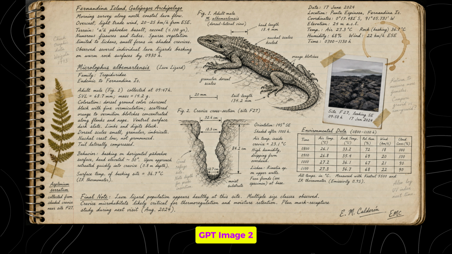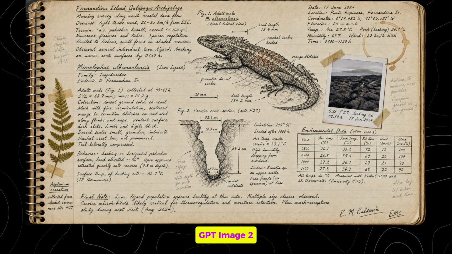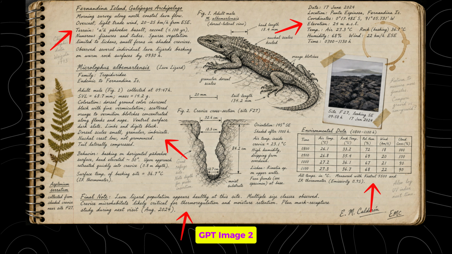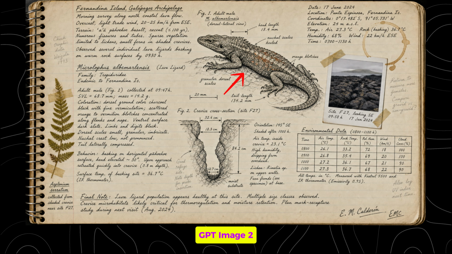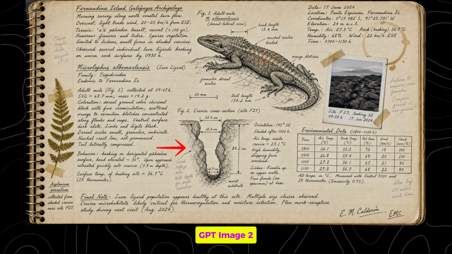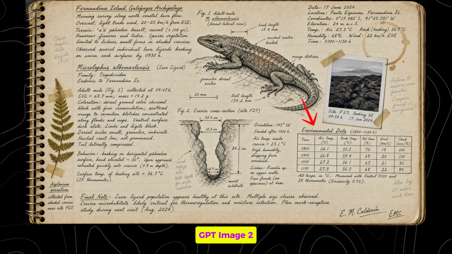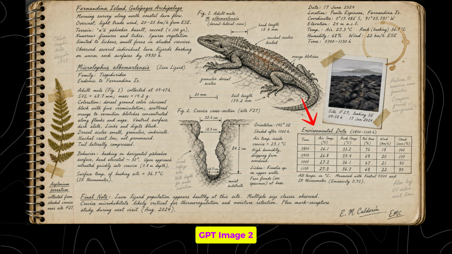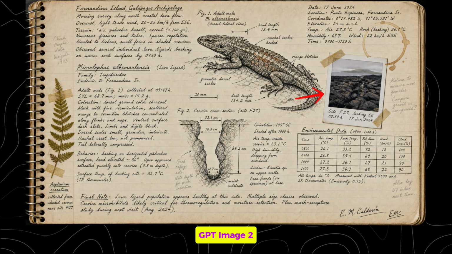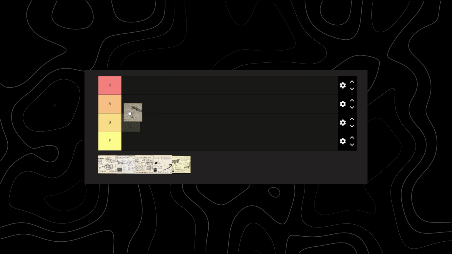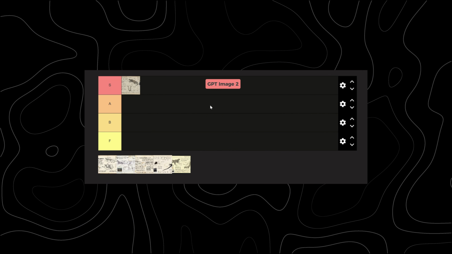Let's look at the GPT Image 2 result. It's the most polished and detailed image. The handwriting is consistent and fully legible. The scientific illustration is highly accurate with clean anatomical labels. The crevice cross-section diagram is precise with real measurement, and the environmental data table is perfectly rendered. The Polaroid photo, pressed fern, and coffee stain all feel naturalistic. This is exceptional prompt following. Let's put it in solid S tier.